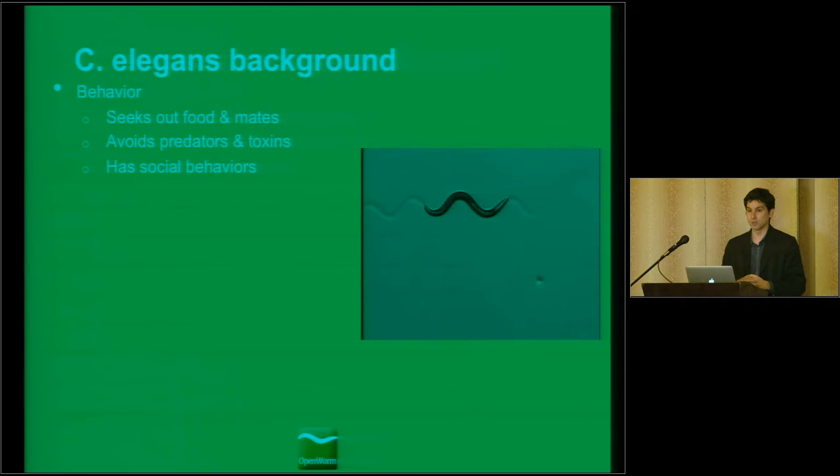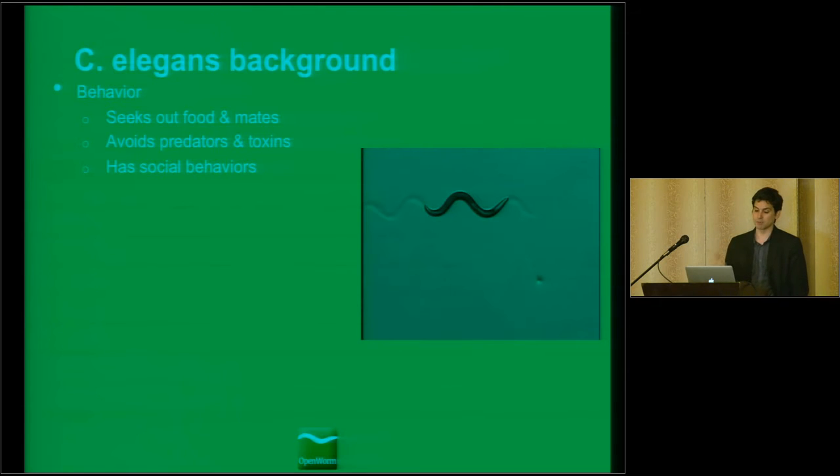First of all, it has reasonably interesting behavior. You would not believe that that might be the case until you have a look at several of the movies, but it is in fact true. So it does things like it seeks out food, it seeks out mates, it avoids predators, it avoids toxins. It has social behaviors. You can even knock out the social behaviors. They'll either clump together or they'll not ever hang out next to each other. And there are some neural correlates of that.